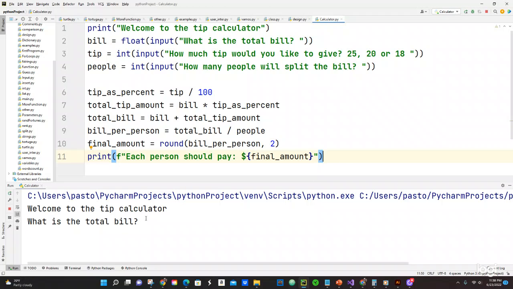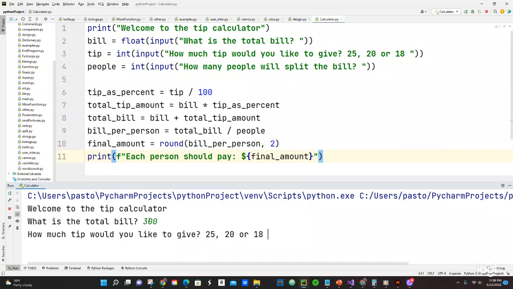Okay, welcome to the tip calculator. What is the total bill? Let's pretend it's like $300, right? Oh man, I have to change that. Okay, how much tip would you like to give? Let's do 25%. How many people will split the bill? Let's do 3 people.